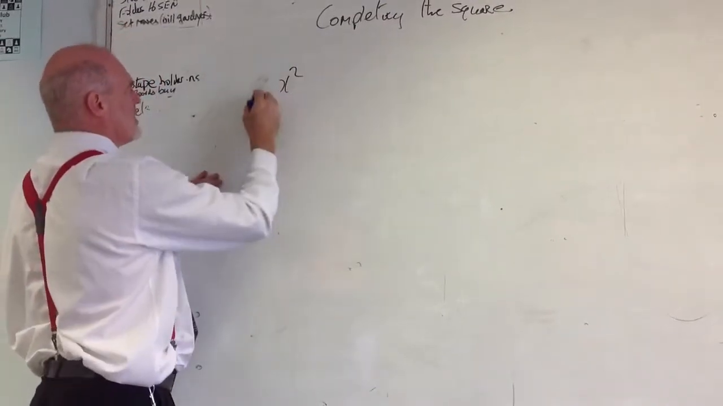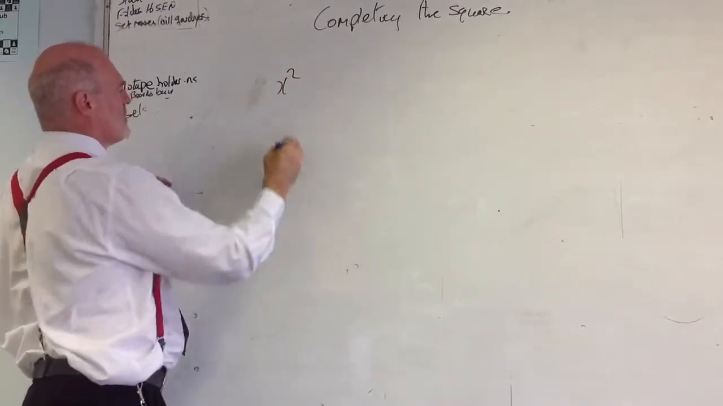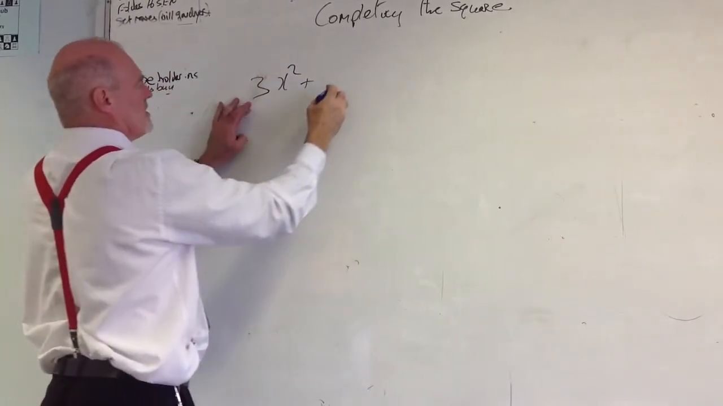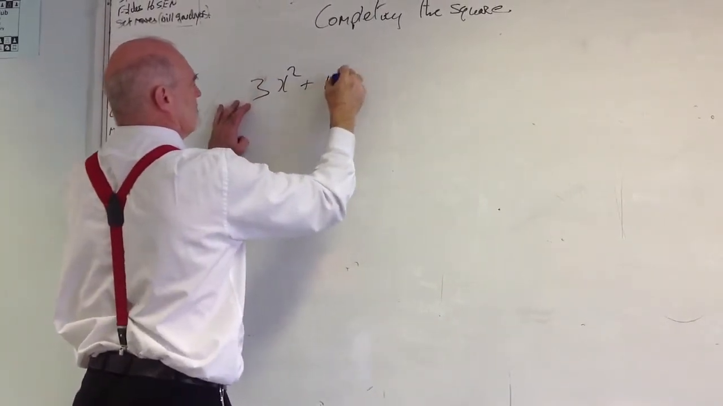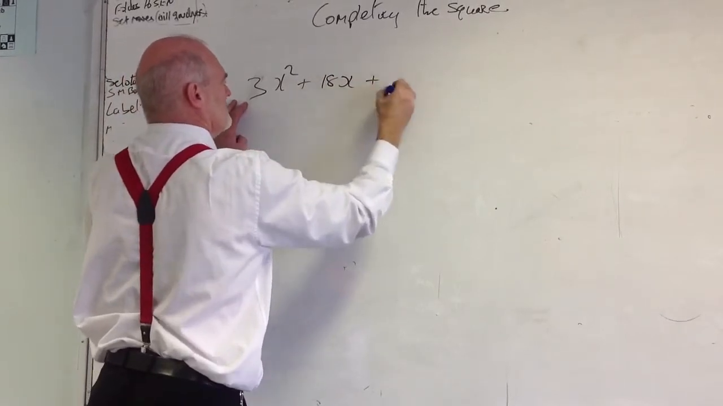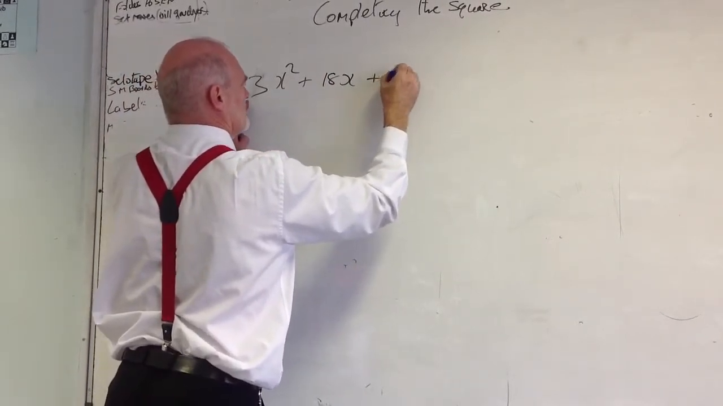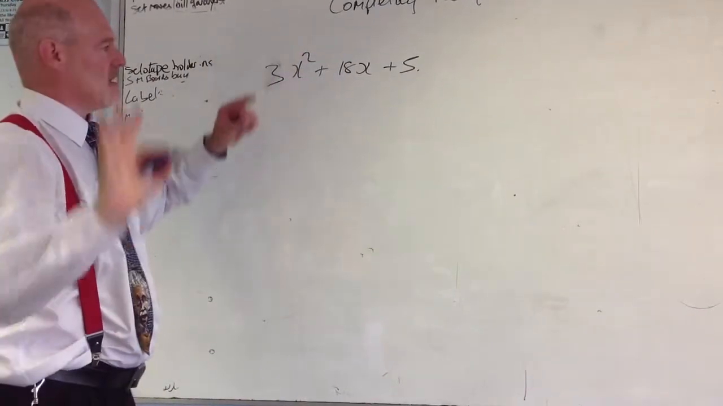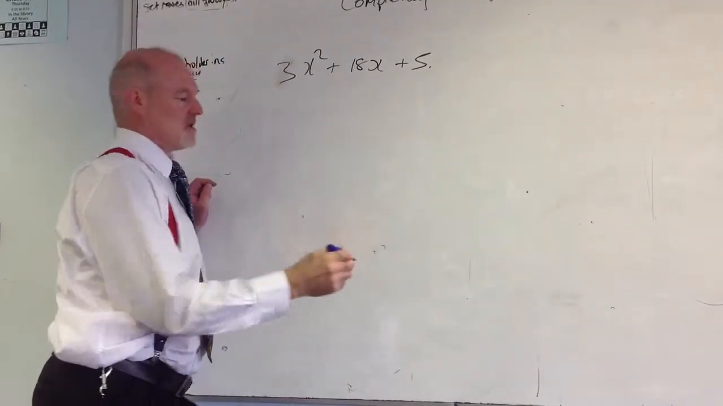So I'm completing the square for an A-level complete the square. So they will give you something like this, 3 times... they will give you a 3 in front of the x squared. Now we're used to completing the square as follows.